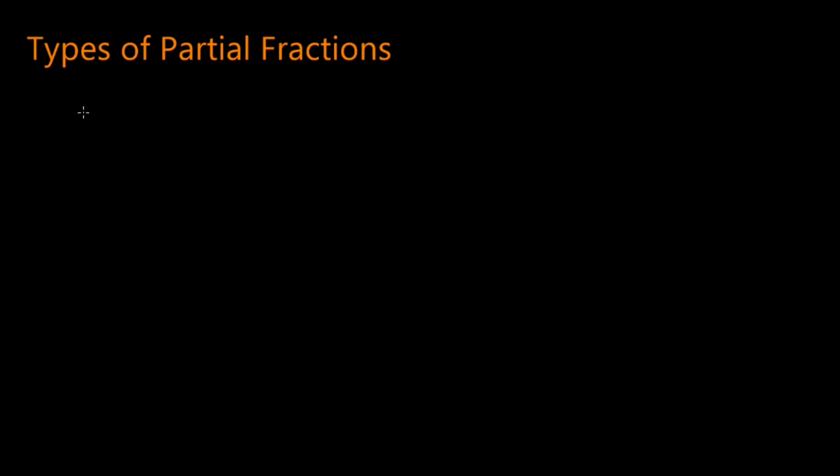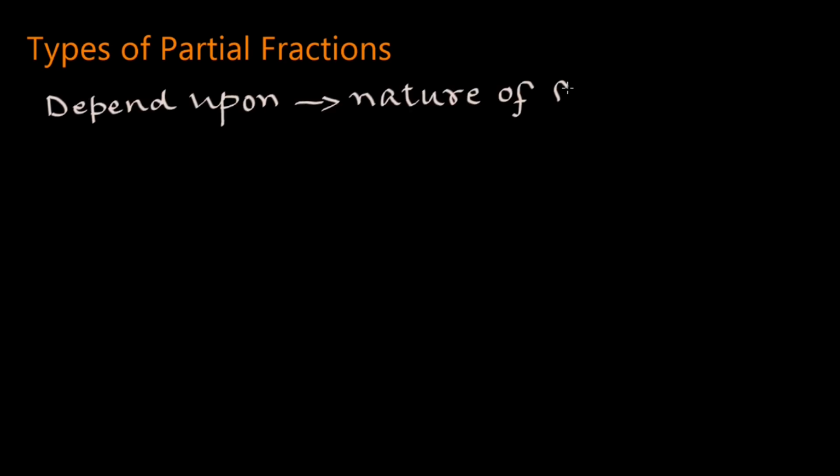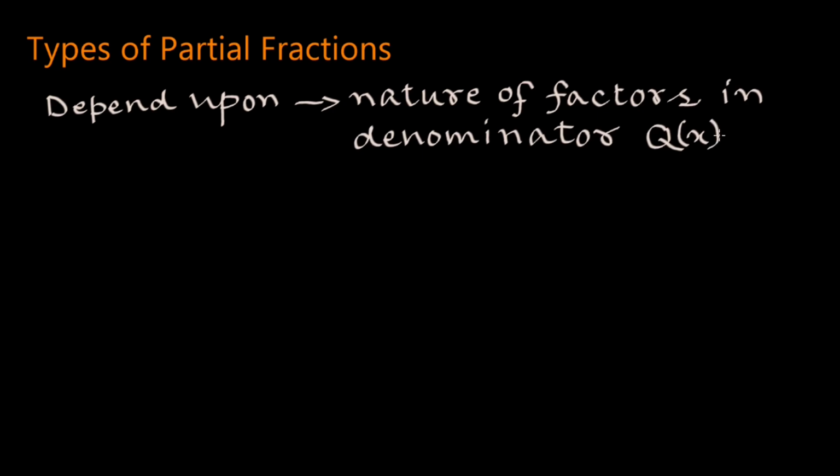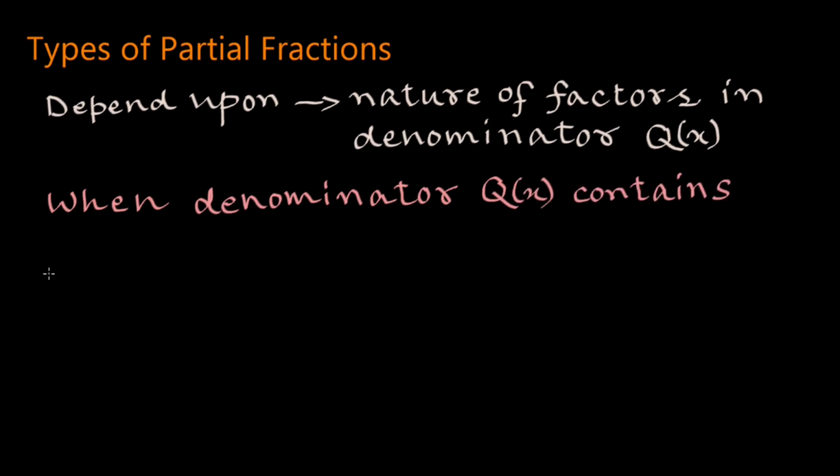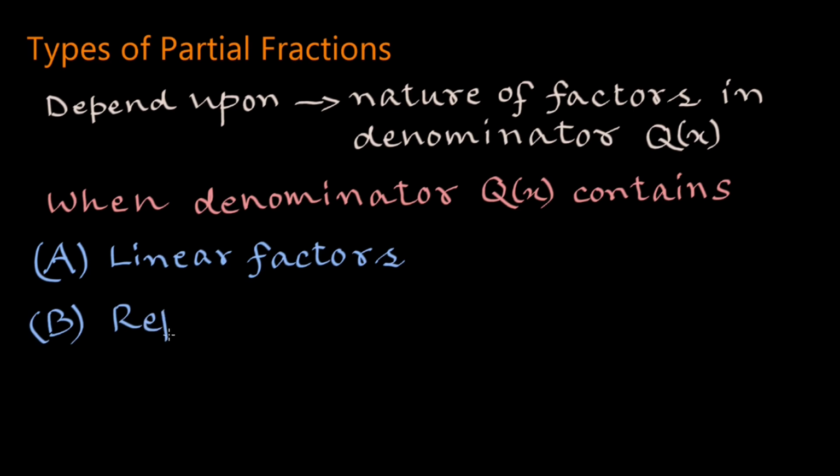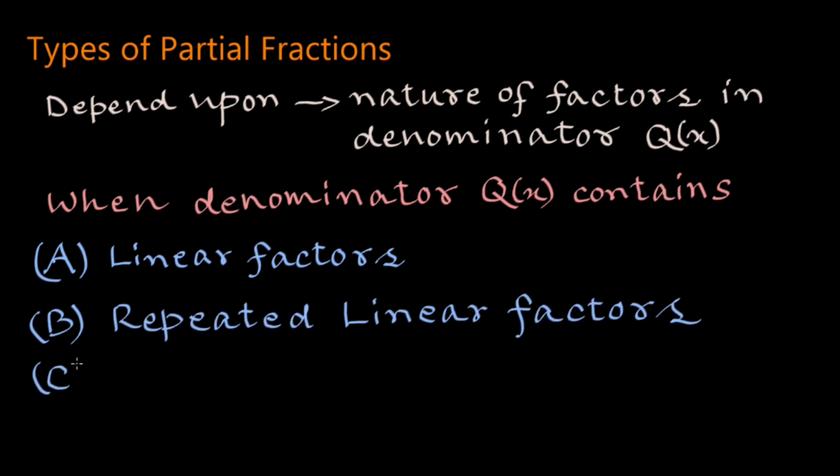Basically, there are three types of partial fractions which depend upon the nature of factors in the denominator qx. These types are when the denominator qx contains a. linear factors, b. repeated linear factors, and c. quadratic factors.